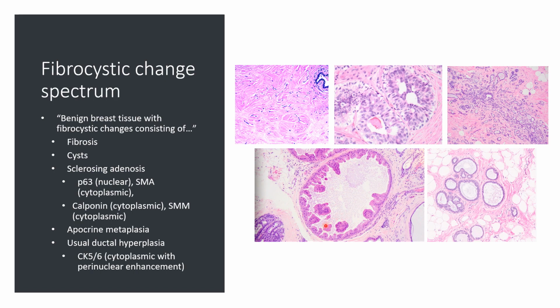Finally, there may just be some usual ductal hyperplasia. So you can just see that this cell layer is getting a little bit thicker, but there is still the kind of outlining layer of myoepithelial cells. And they're still kind of jumbled as well, so we're not too worried about DCIS or something like that. And we can get a CK5/6 stain to kind of verify that if we want to.